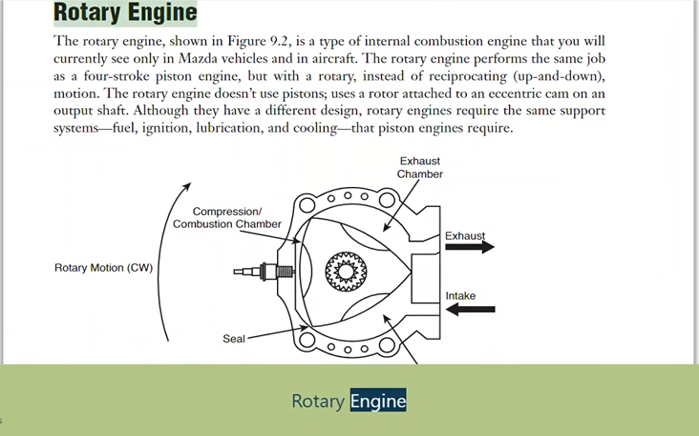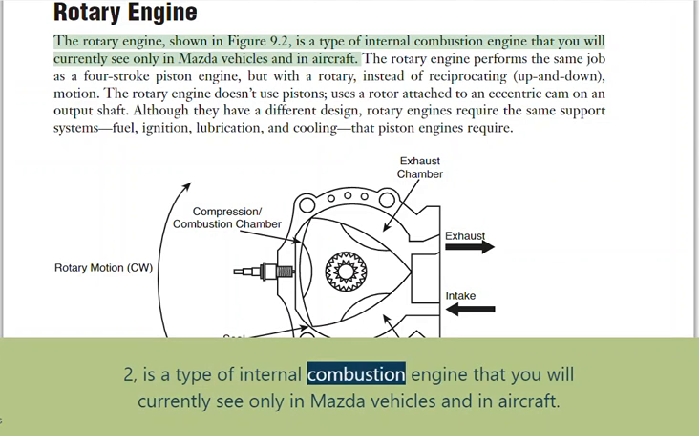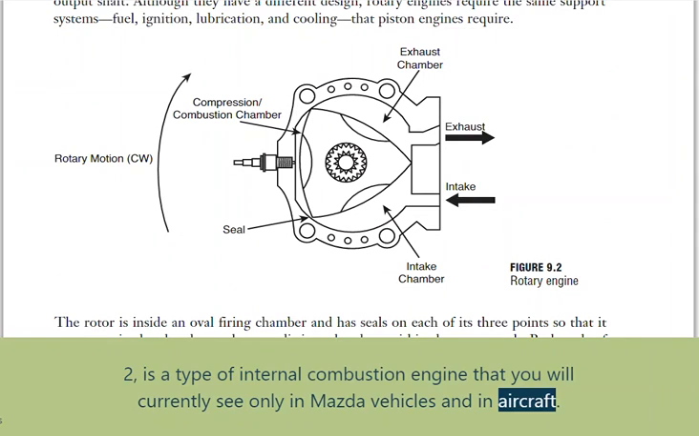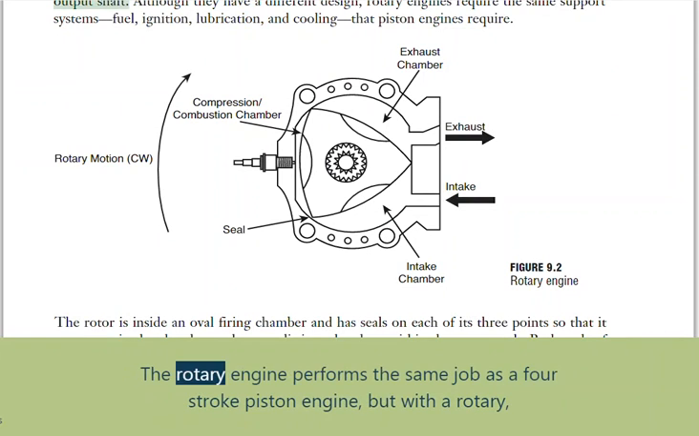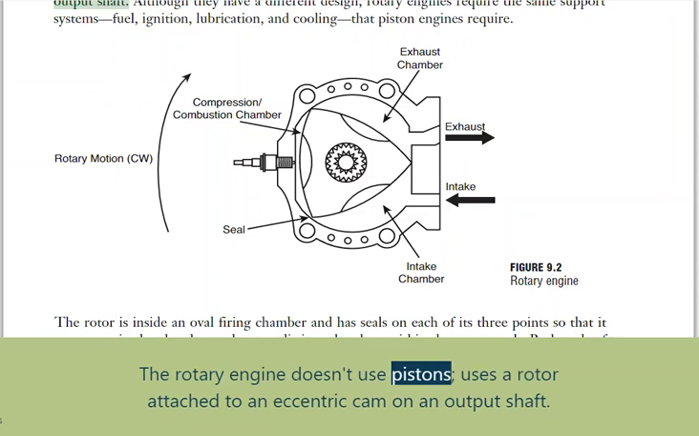Rotary engine. The rotary engine, shown in Figure 9.2, is a type of internal combustion engine that you will currently see only in Mazda vehicles and in aircraft. The rotary engine performs the same job as a 4-stroke piston engine, but with a rotary, instead of reciprocating, up and down, motion. The rotary engine doesn't use pistons, but uses a rotor attached to an eccentric cam on an output shaft.